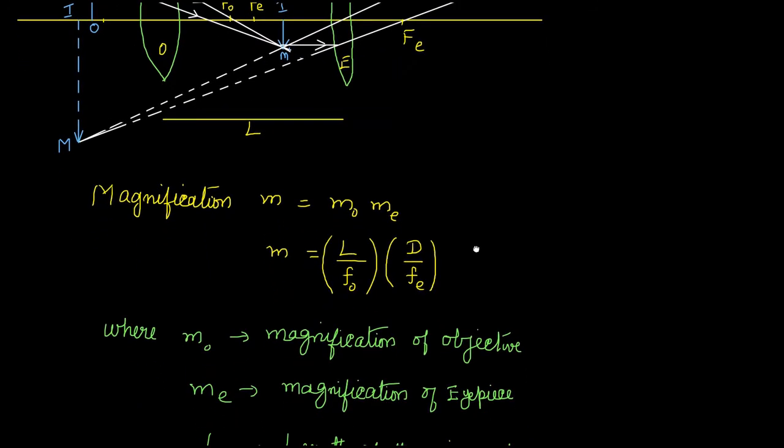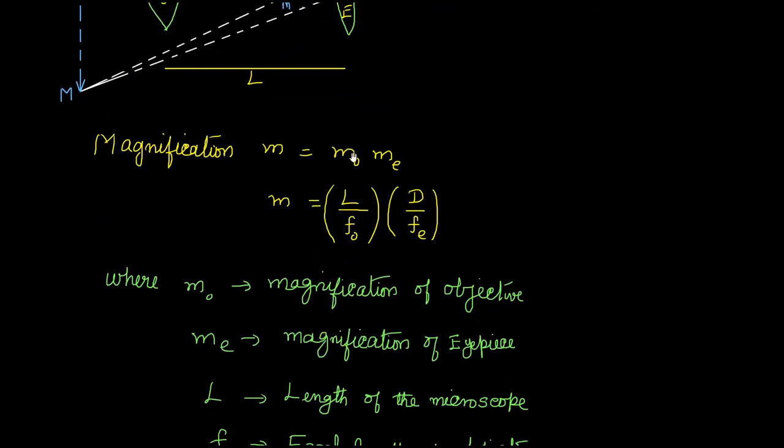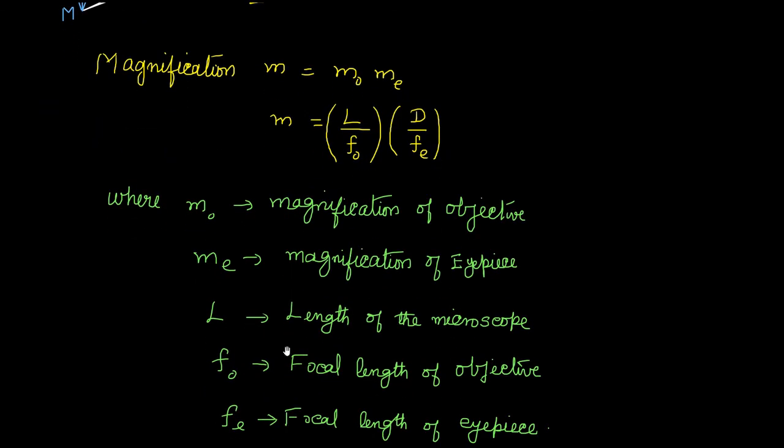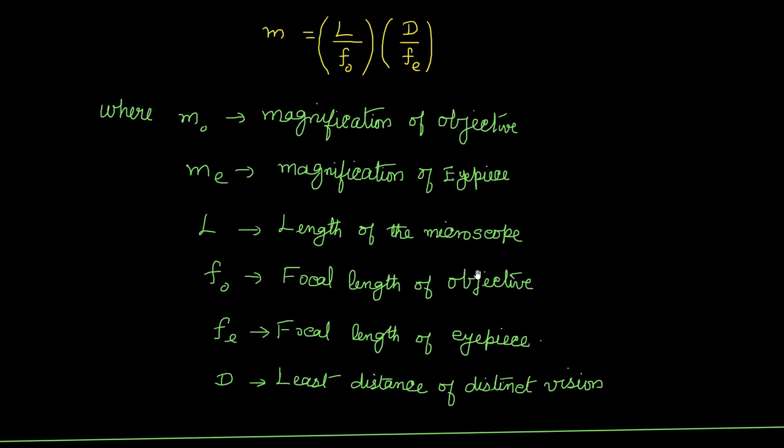MO is the magnification of the objective, ME is the magnification of the eyepiece, L is the length of the microscope, FO is the focal length of the objective, FE is the focal length of the eyepiece, capital D is the least distance of distinct vision.